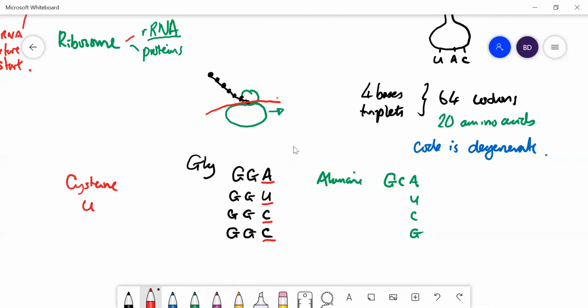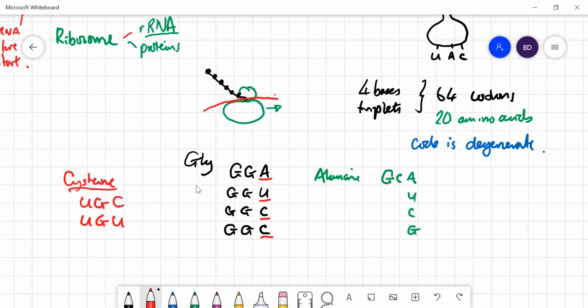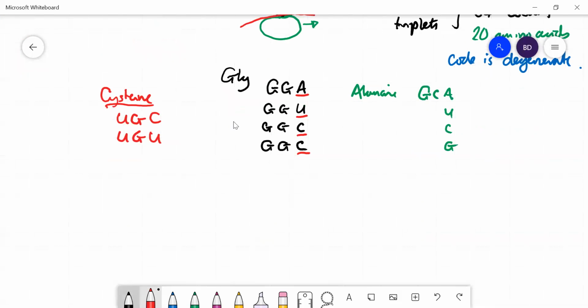They both start off with UG, and the last letter can be C or U. So cysteine has 2. So you get a rough idea of this degenerate code. What's also pretty important is we've talked about the start codon, which is AUG. And that also codes for the amino acid methionine.